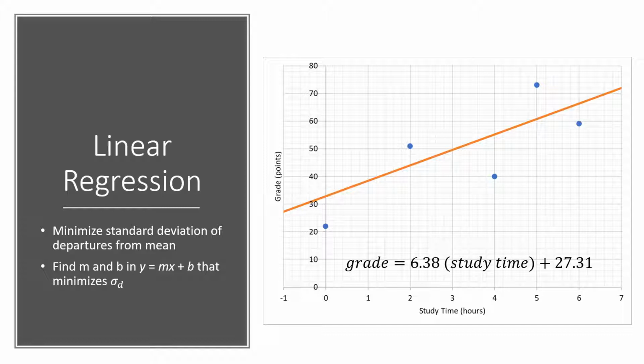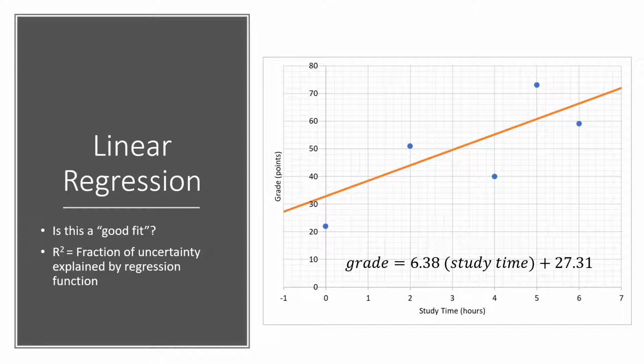It was correct in the previous lecture. And this 6.38, the 27.31, was found by minimizing the standard deviation of the departures from this line. In other words, the vertical distance between each of the measurements and where they intercept that line. Okay, and the smaller the values, the smaller the standard deviation, and the better of a fit that you're going to end up with. The question is, is this a good fit? In other words, are we happy with this fit?